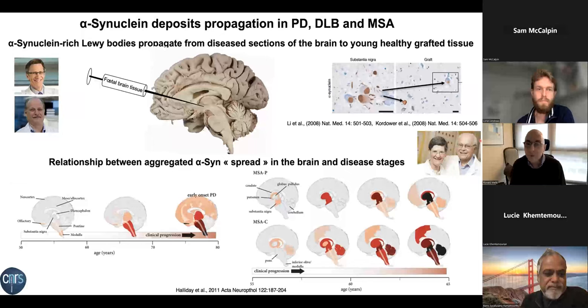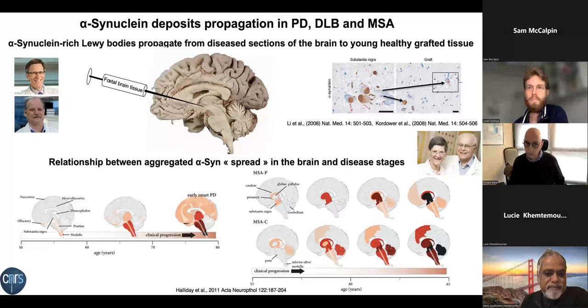So I got interested in alpha-synuclein aggregation and other protein aggregation after I read two papers from Patrick Brundin and Jeff Kordower describing that fetal grafts made in the brain of patients to compensate the loss of dopaminergic neurons contain Lewy bodies. In these two papers published back to back, these two colleagues suggested that these Lewy bodies from the aged brain could be invading the young graft, which was about 15 years old at the patient's death, while the old brain was about 80 to 85 years old.